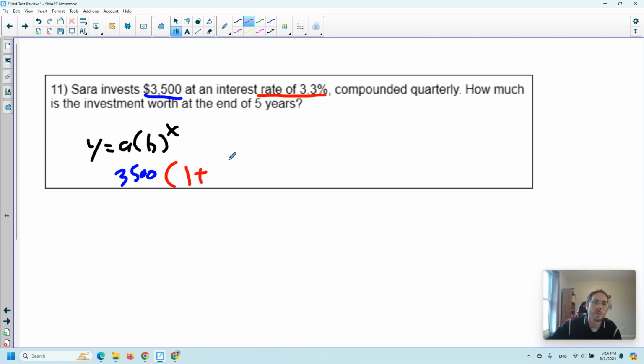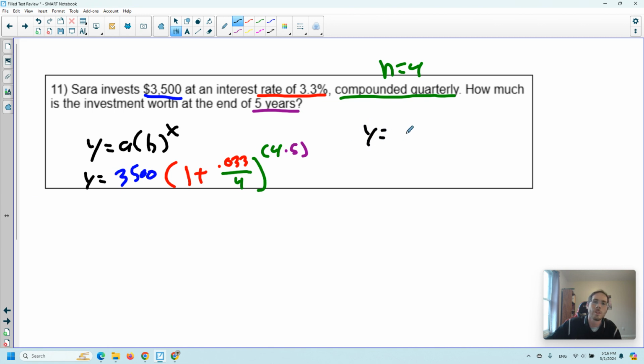So we need to do the growth version. So 1 plus 0.033. This time, though, it's going quarterly. So compounded quarterly means that n is going to be 4, so we divide by 4. And then we go to the power of 4 times t, and our t in this case is going to be 5 years. So again, we can develop it that way.